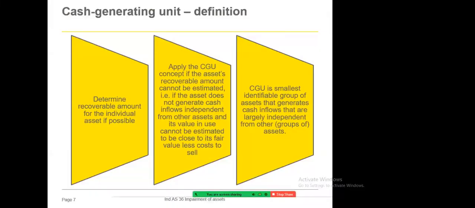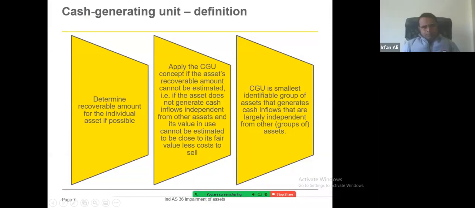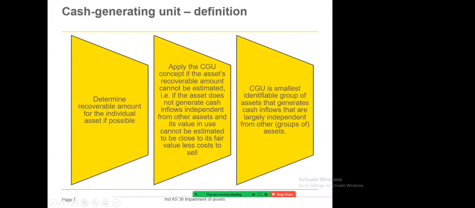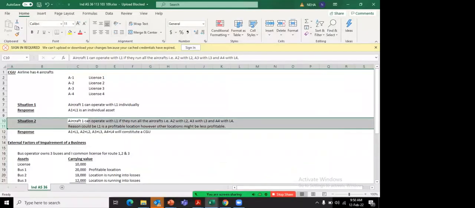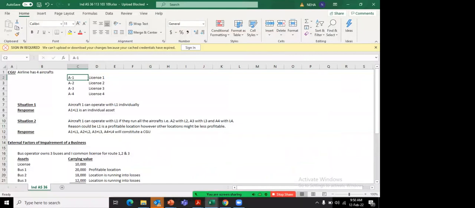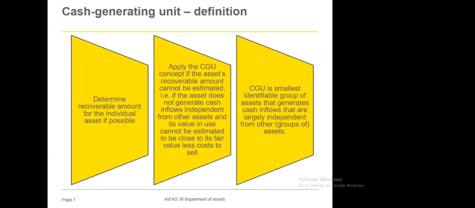Here it says that if it is not possible to estimate the recoverable amount of one specific asset, that is, if it does not generate cash flows independent from other assets, the same thing happens in situation 2. Aircraft 1 cannot generate revenue which would be independent from the other assets. Aircraft 1's revenue is dependent on the other aircraft and their licenses. That is why it is called our CGU.